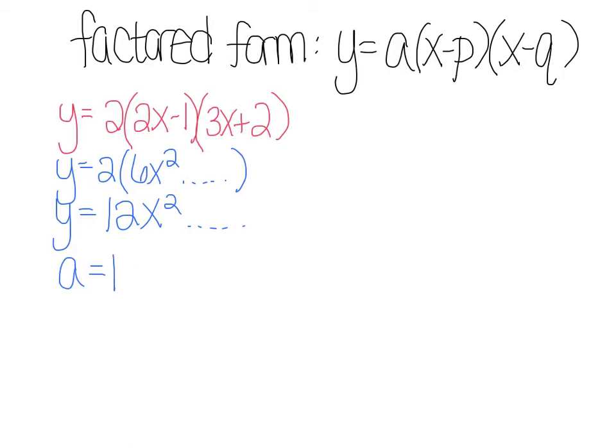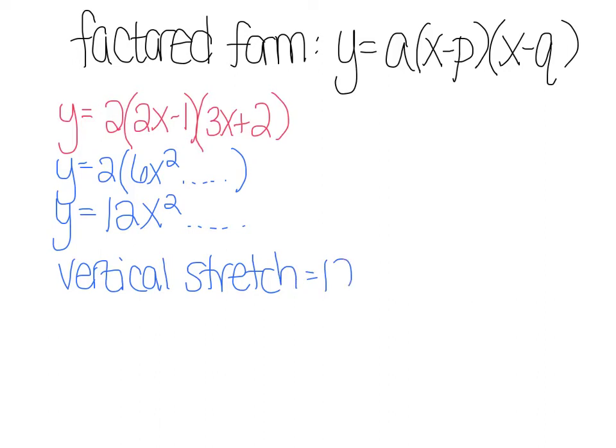So a is actually going to be, I shouldn't say a. Let me take that back. What I should say is that my dilation factor, or my vertical stretch, equals 12. So please be careful, because I don't want you to just assume that it's a. It's only going to be a if the leading coefficients of each binomial is 1.